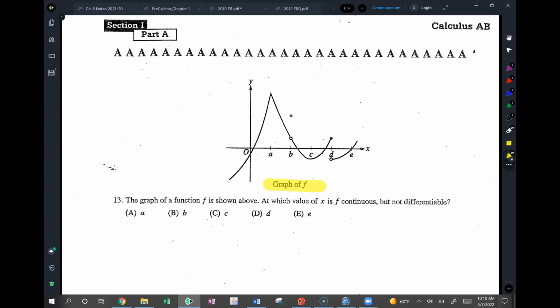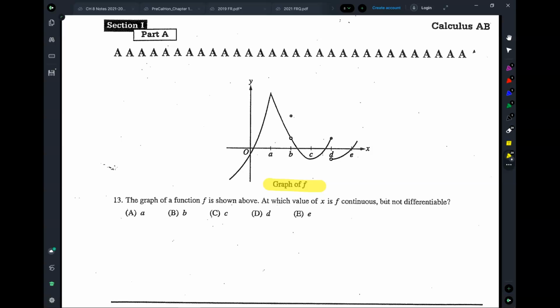The graph of a function is shown. At which value of x is f continuous but not differentiable? What do you guys think? A. It's not like a corner, it is a corner. A. And if it was opposite, if it was not continuous but differentiable? Yeah, B. Yeah. Good. Oh, look at you. Okay.